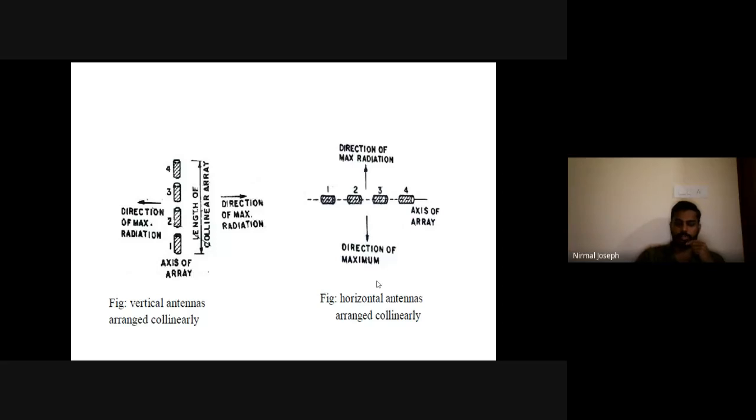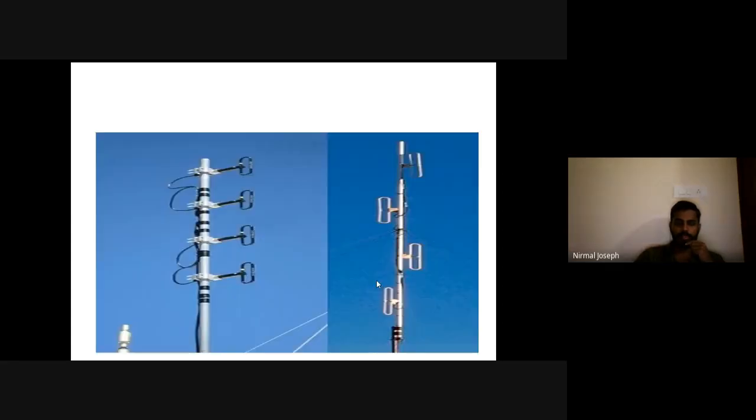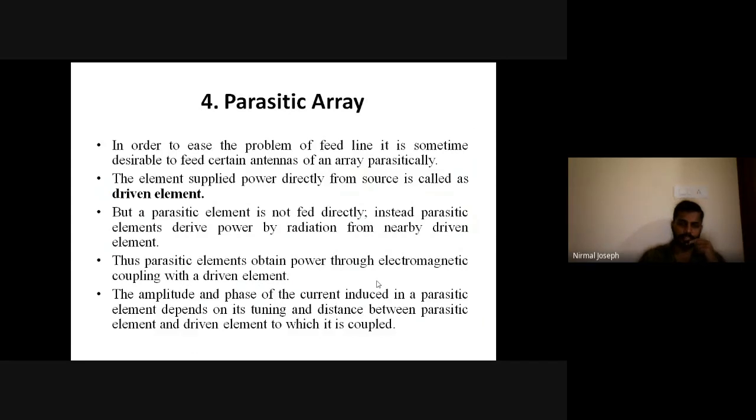So that's all with the collinear array. Here, that picture was already shown. So next, we will move on to the parasitic array.